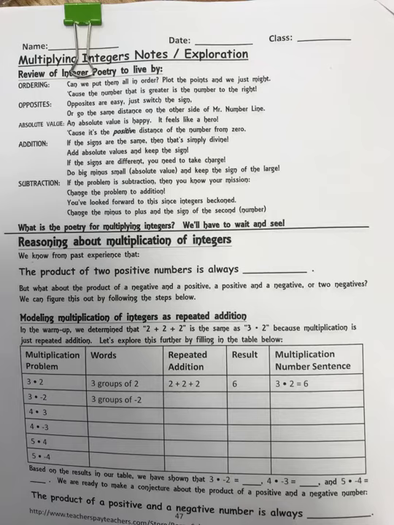Alrighty, so it says, we know from past experience that the product of two positive numbers is always positive. You guys have been doing that since second grade. But now we need to figure out the product of a negative and a positive number, or two negative numbers. So we can figure this out by following the steps below.